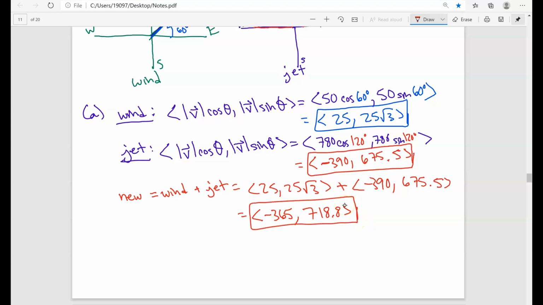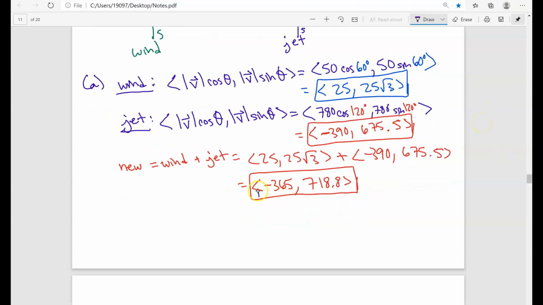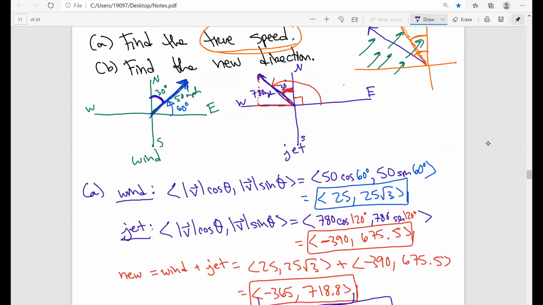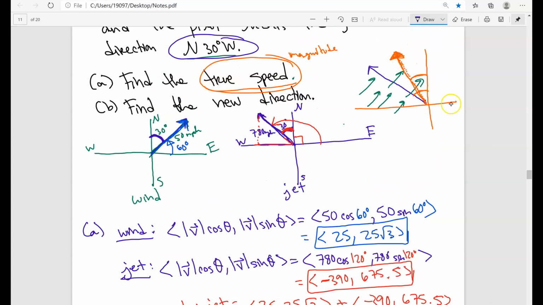Now that's not what the question is asking for. The question is asking for the speed. And if you remember, the speed in this case is just going to be the magnitude of this guy because it's a scalar. So we're going to find the magnitude of the velocity vector. So this is going to be the square root of negative 365 squared plus 718.8 squared. You put this in your calculator and you're going to get 806 miles per hour. So this is going to be the new speed of the jet. It kind of tells you the length of this orange vector.